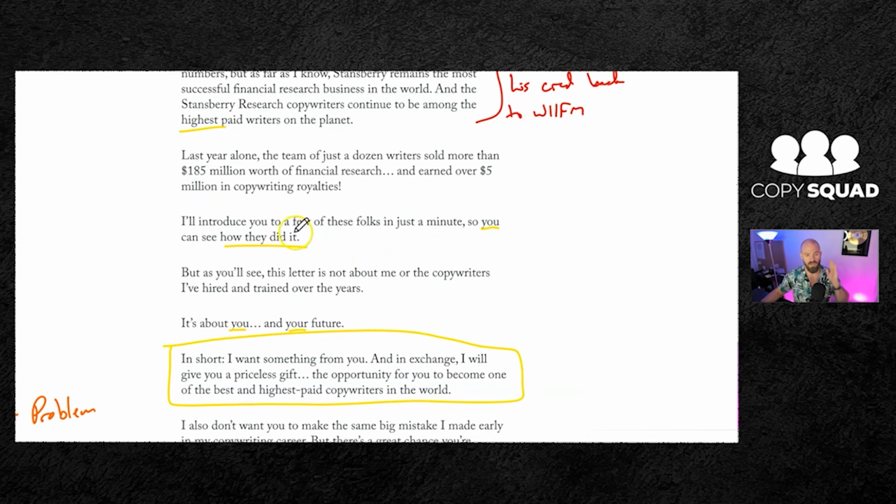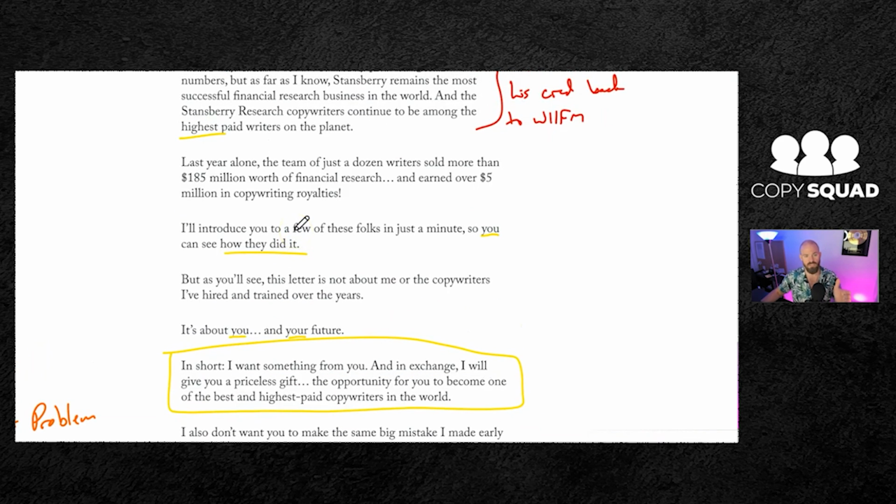Okay? Do you see how easy this is to do, how subtly he's doing it too, without just screaming to the reader, you're going to be a millionaire, you're going to be a millionaire? You see all these little ways of jabbing and poking and bringing it back to the reader. But as you'll see, this letter is not about me or the copywriters I've hired and trained over the years. It's about you and your future.